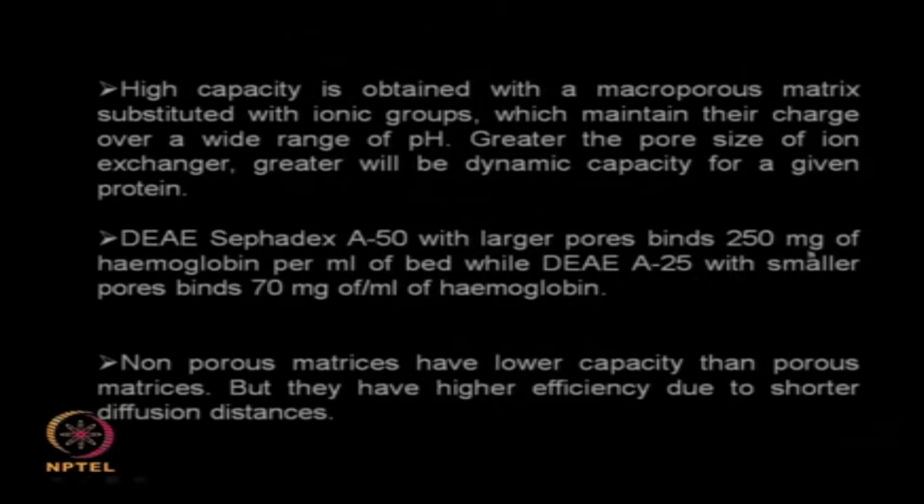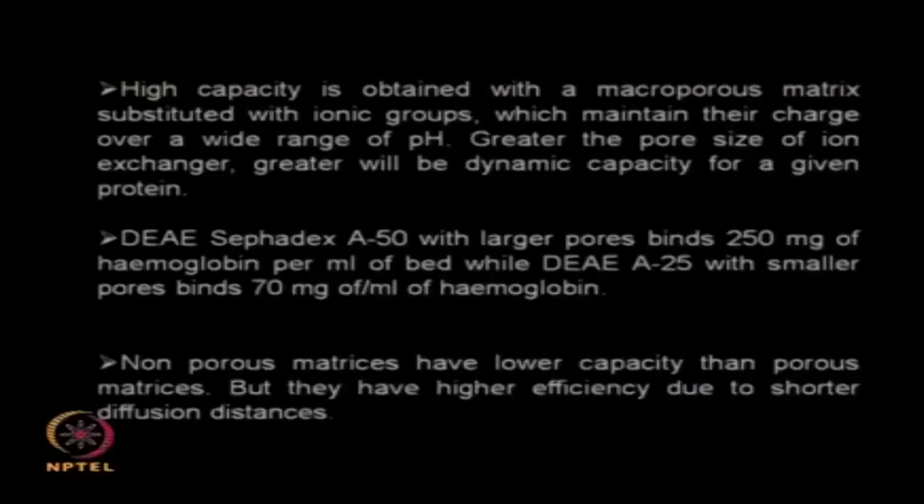That is a big number, whereas A25 with smaller pores binds only 70 milligrams of hemoglobin per ml. So we can achieve 250 milligrams of hemoglobin per ml, or 70 milligrams per ml, depending upon the pore distribution and pore size. A non-porous matrix will have lower capacity than a porous matrix, that is obvious, but a non-porous matrix will have higher efficiency because the molecules do not have to diffuse through pores. The pore diffusion is zero, so there are shorter diffusion distances.